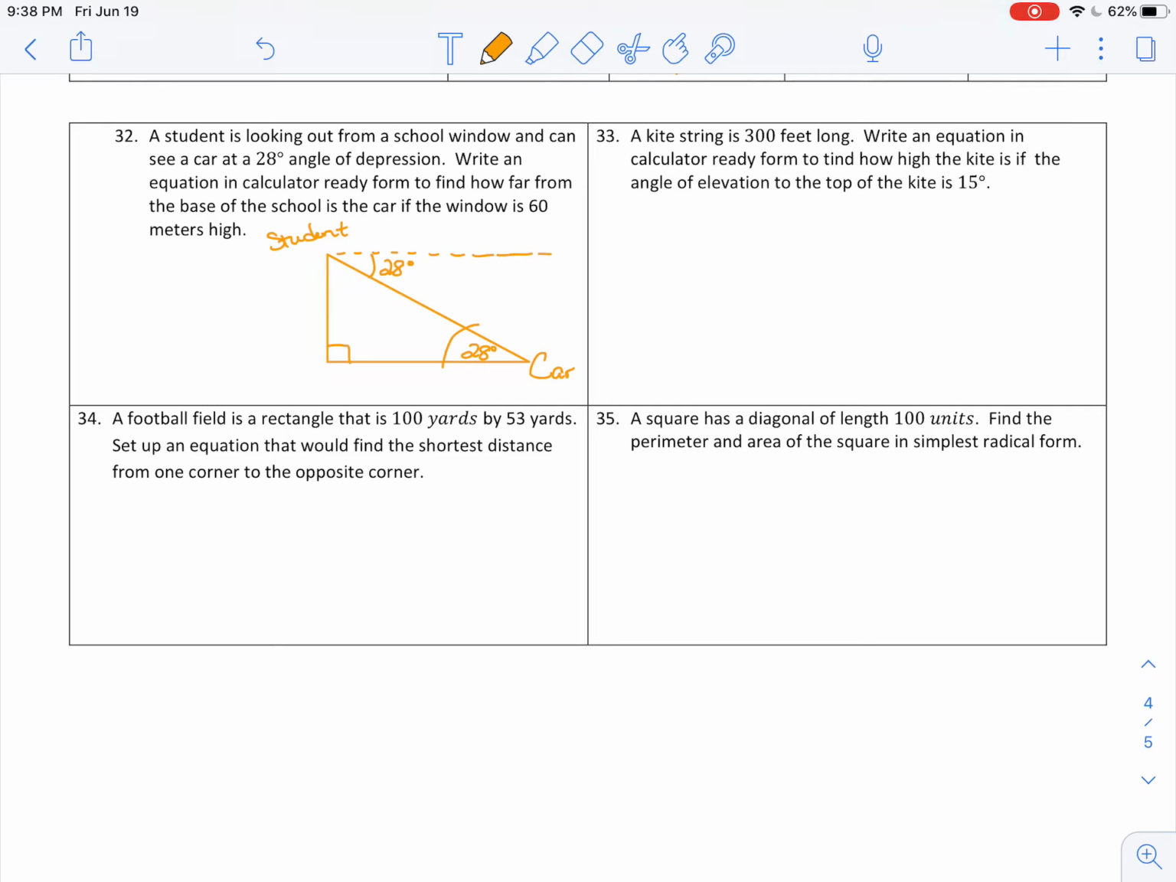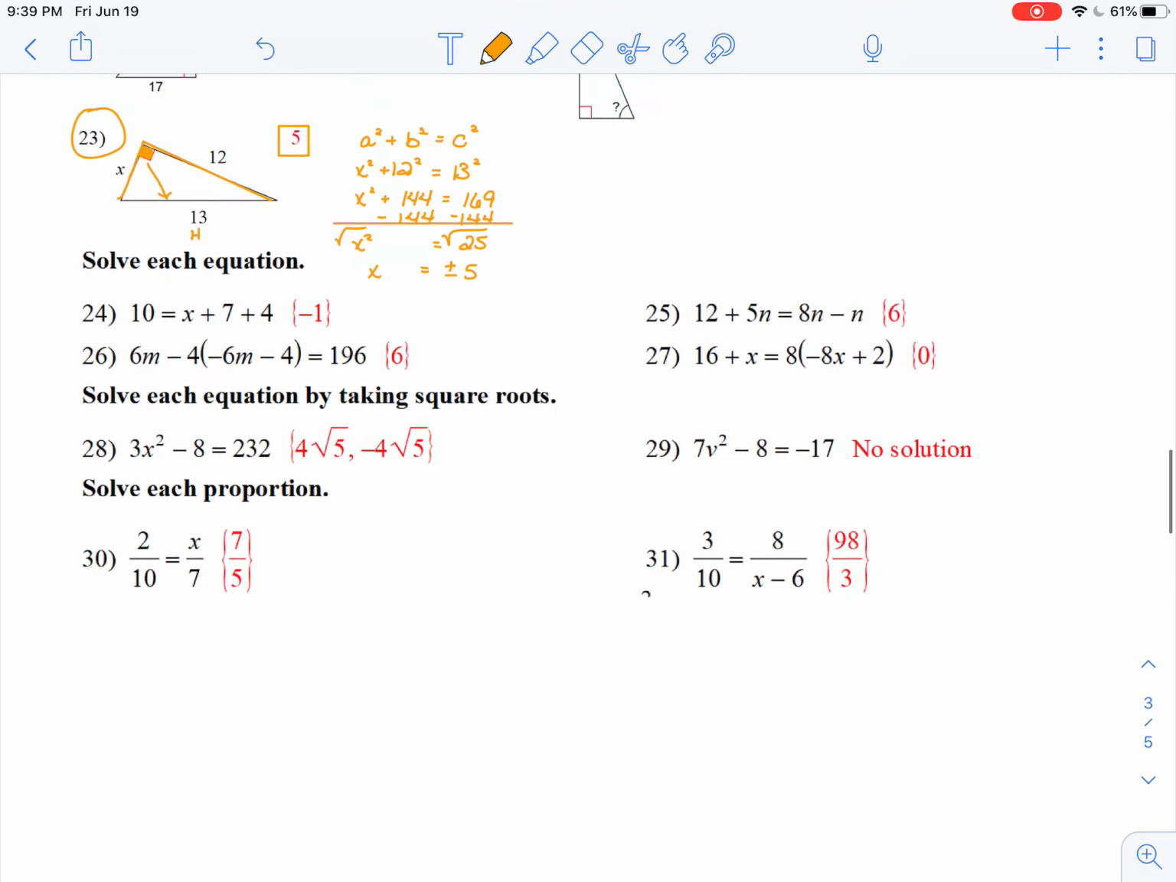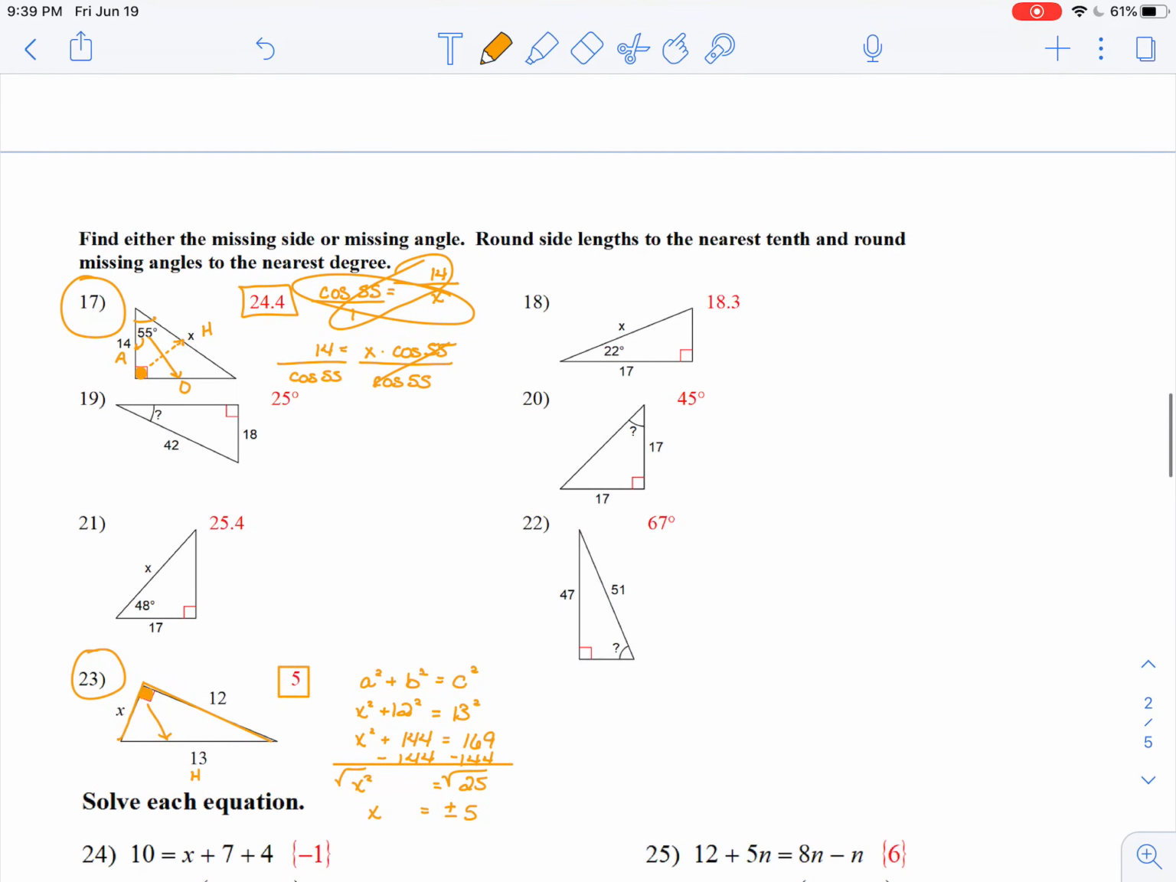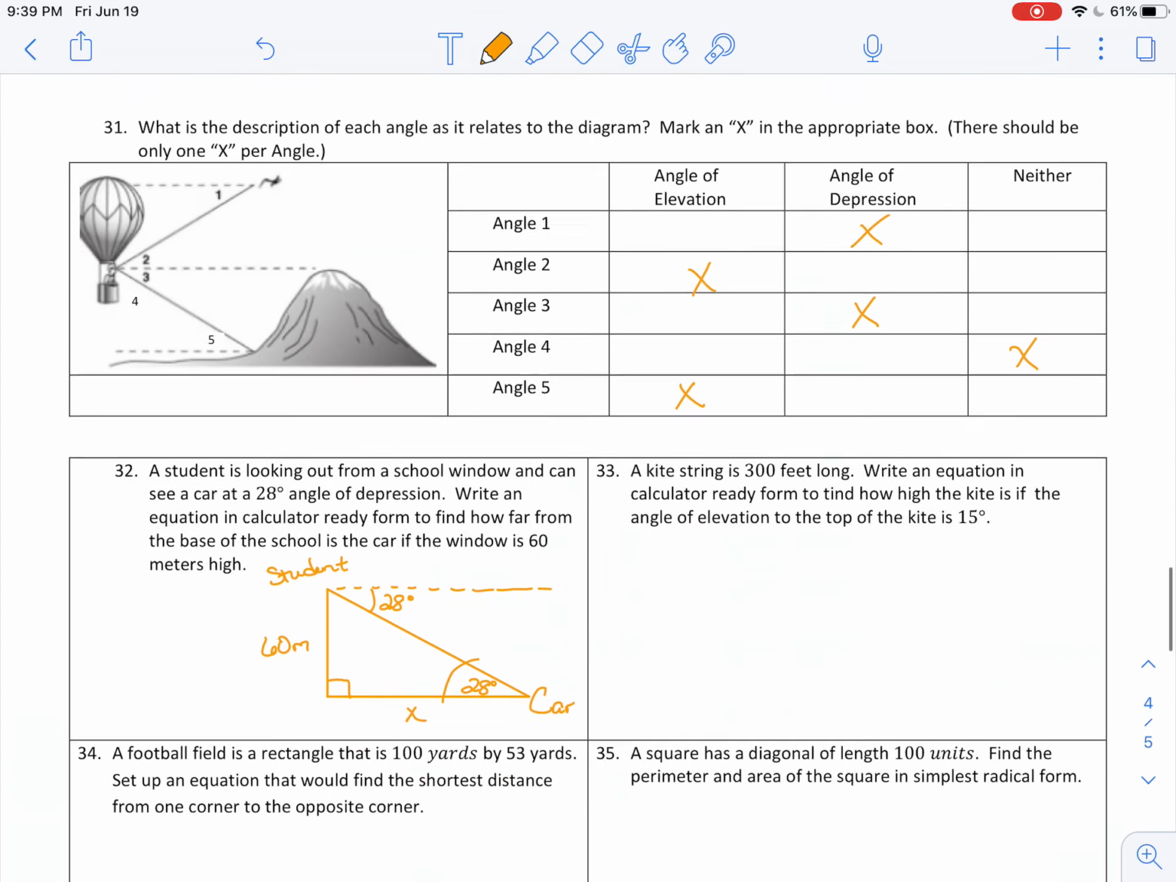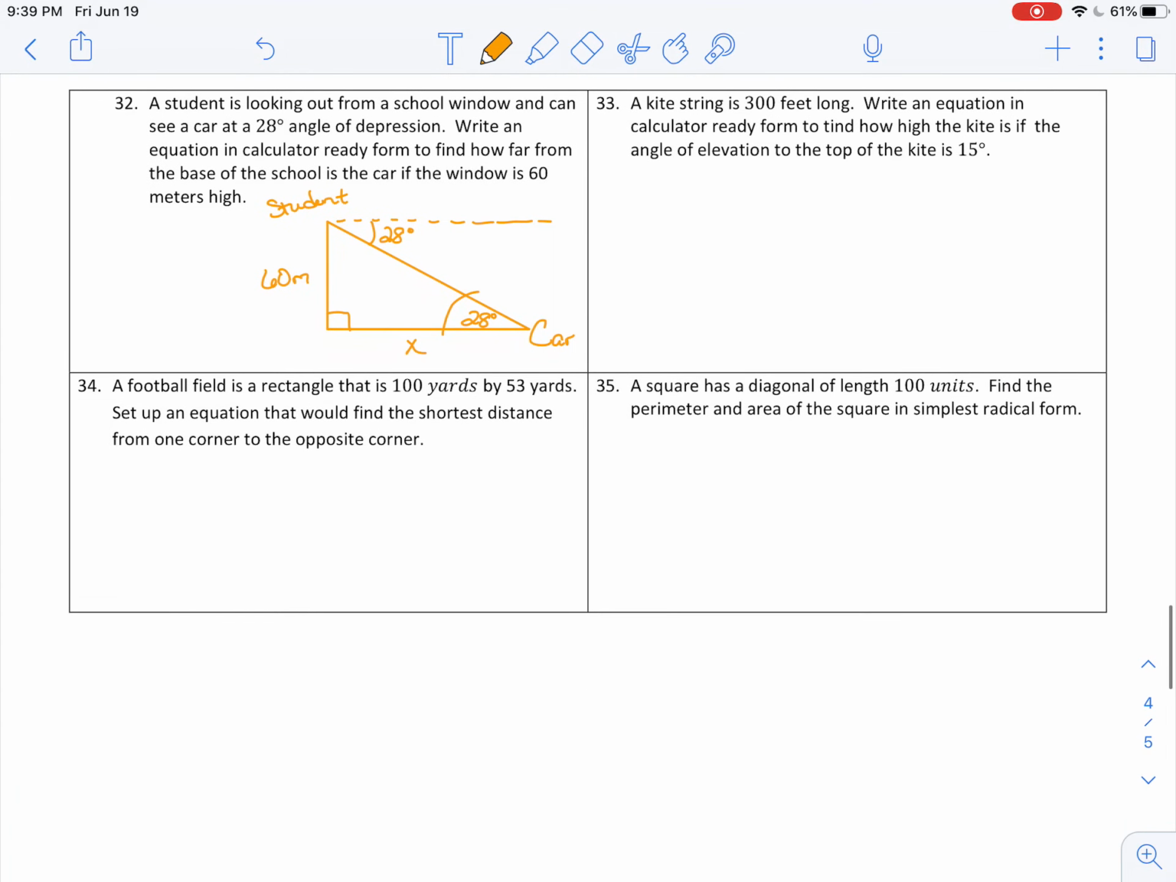And then you're not actually going to have to have a calculator for this one. You just want to write what you would type into your calculator to find how far from the base of the school the car is, if the window is 60 meters high. If it was a problem like number 17, you would need to get all the way to here and then stop. Don't pick up your calculator, but find what you would put in the calculator to find that distance.